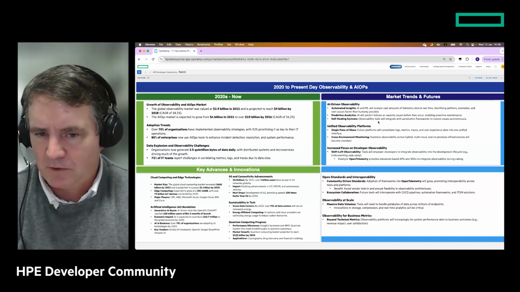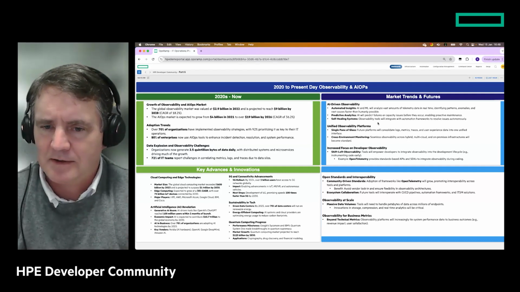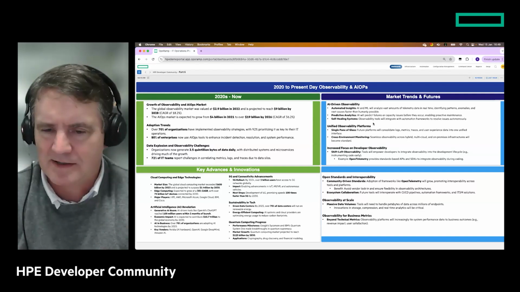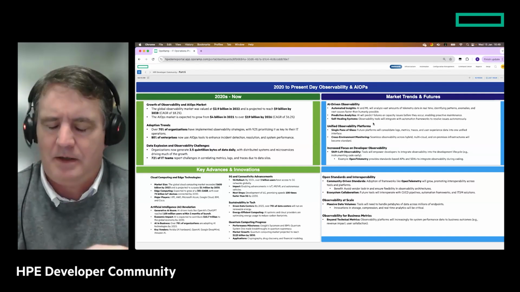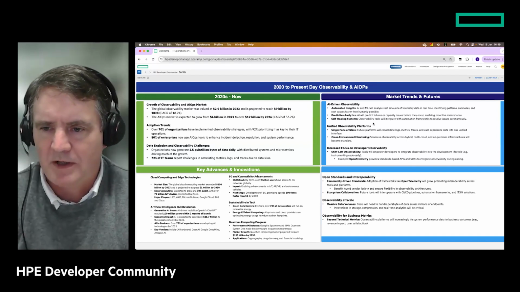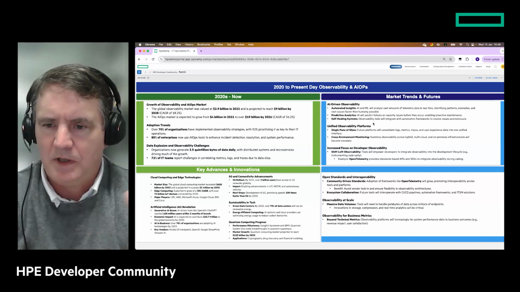Unified observability platforms. Again, this is an aspiration. Having the single pane of glass has been a consideration for many, many years. Is this even achievable? Of course, yes, it is. OpsRamp is a unified observability platform. So you have all of this today. You don't need 10 different tools to achieve this.